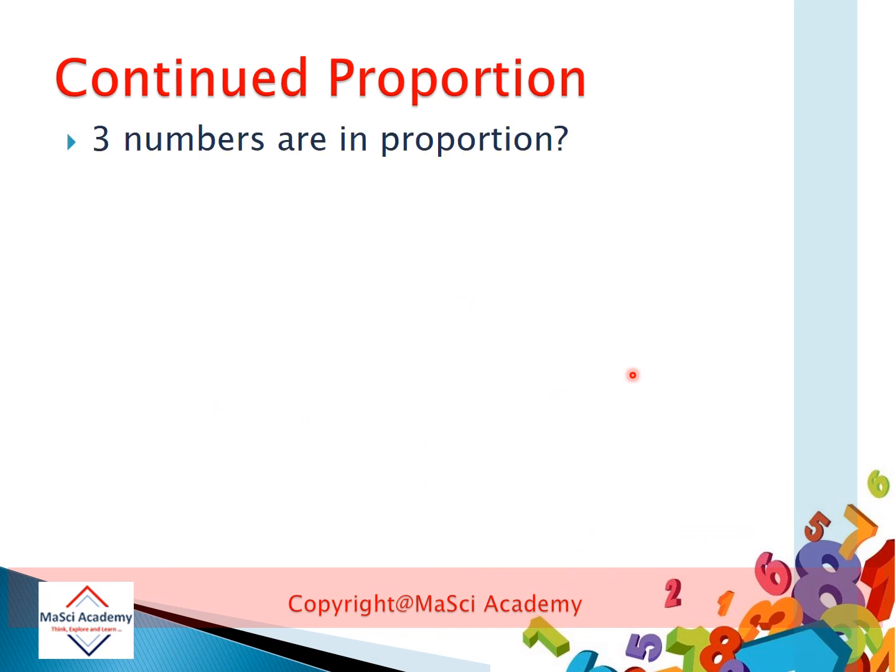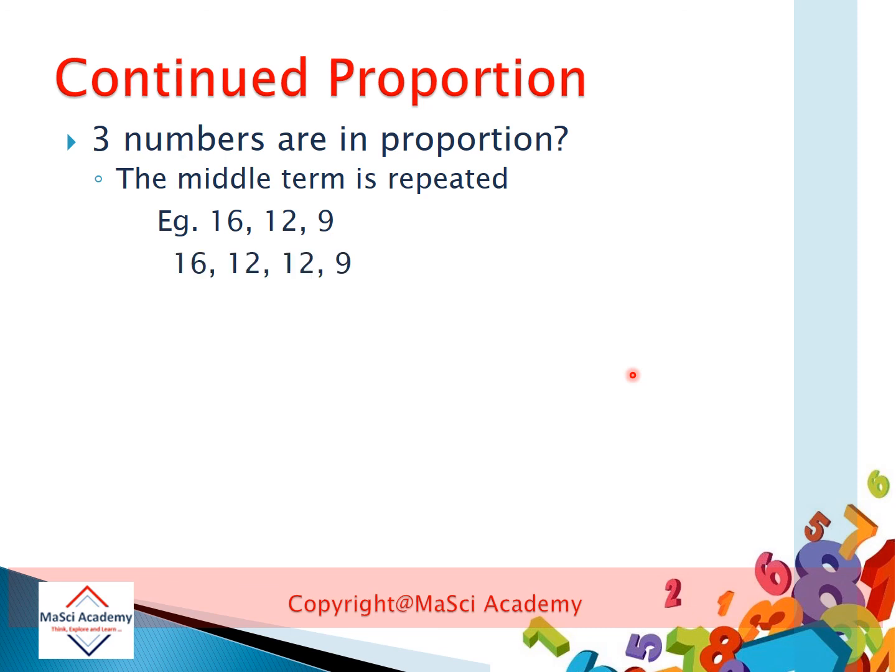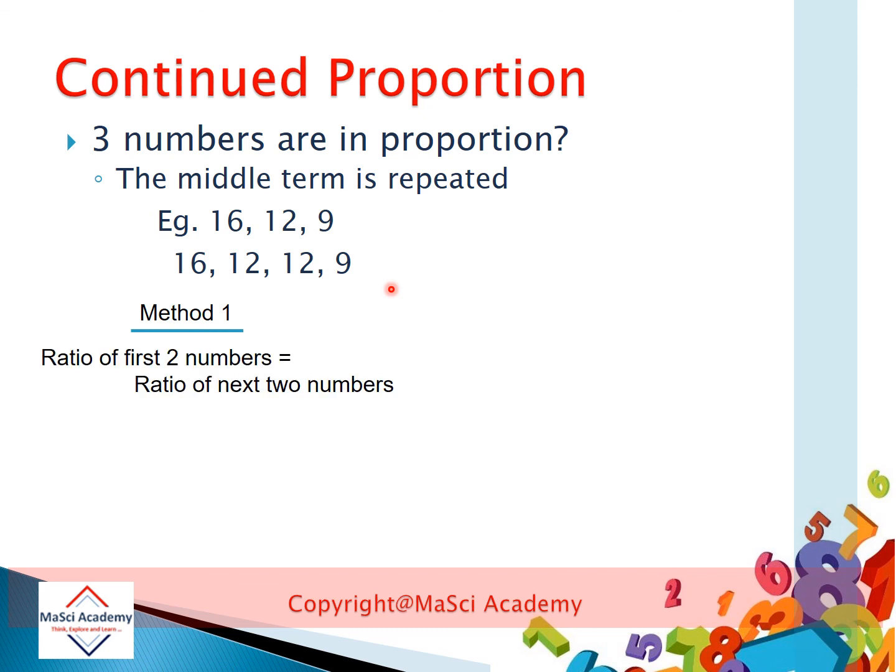Now what is continued proportion? How can we check whether three numbers are in proportion? The middle term is repeated. For example, 16, 12 and 9. How do we check? We repeat the middle term and make it 16, 12, 12 and 9. Now we can use any of the two methods to find whether these four numbers are in proportion. That is, ratio of the first two numbers is 16 upon 12, which is 4 by 3 in the lowest form. Ratio of the next two numbers, that is 12 upon 9, is again 4 by 3 in the lowest form. So we can say that the three numbers 16, 12 and 9 are in continued proportion.